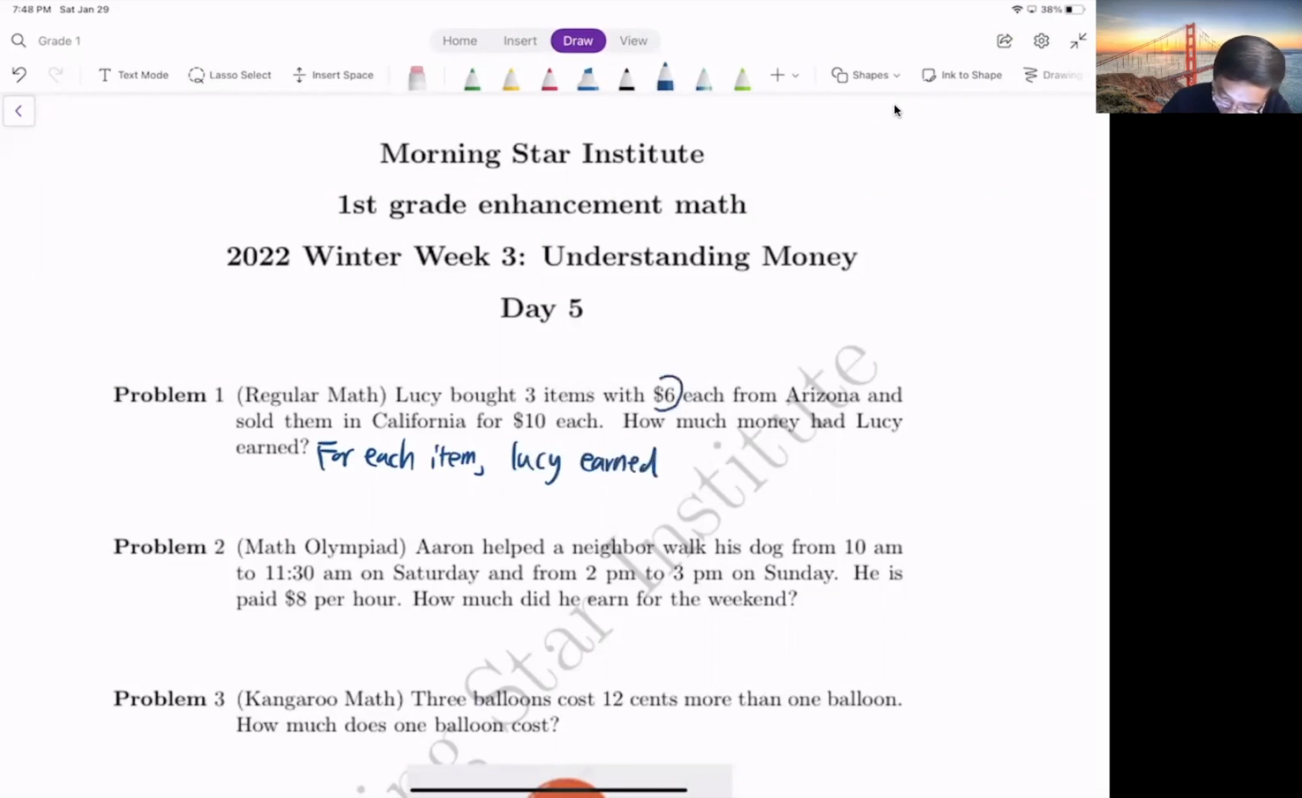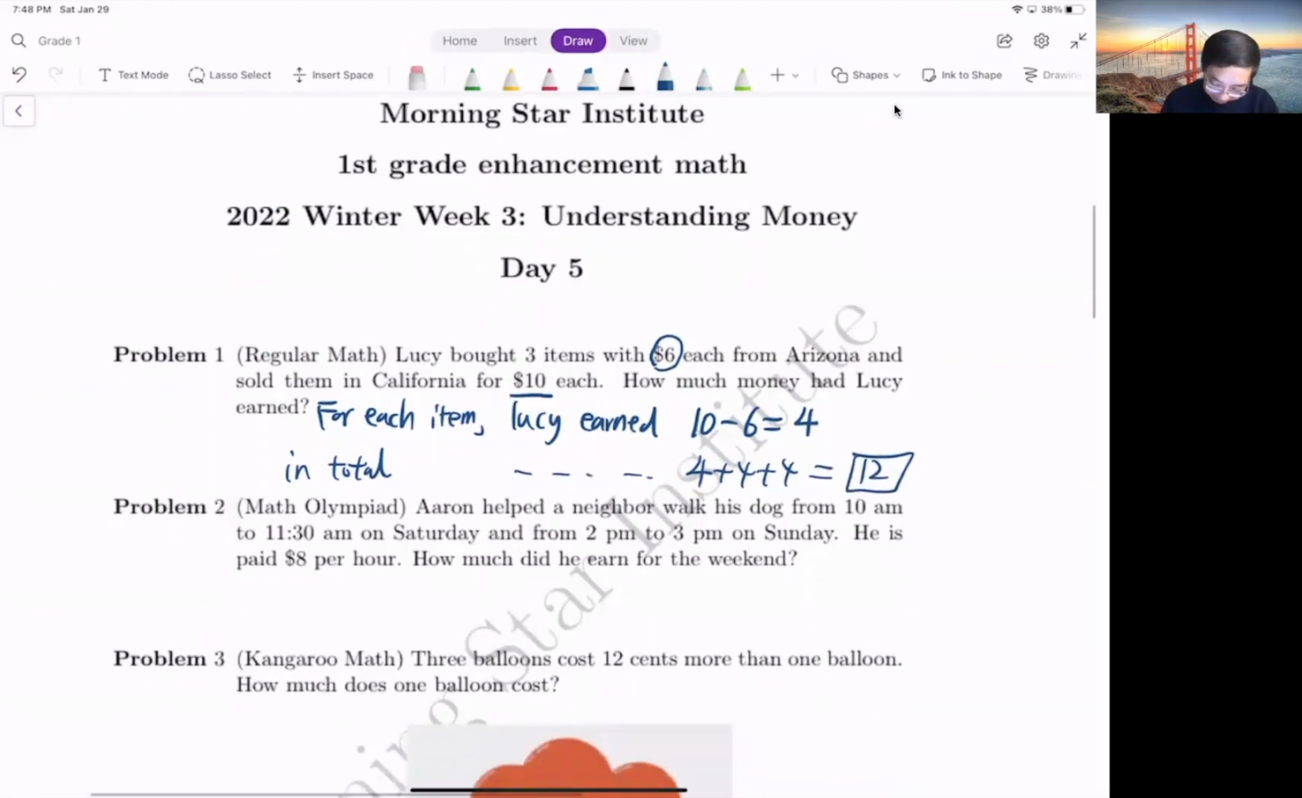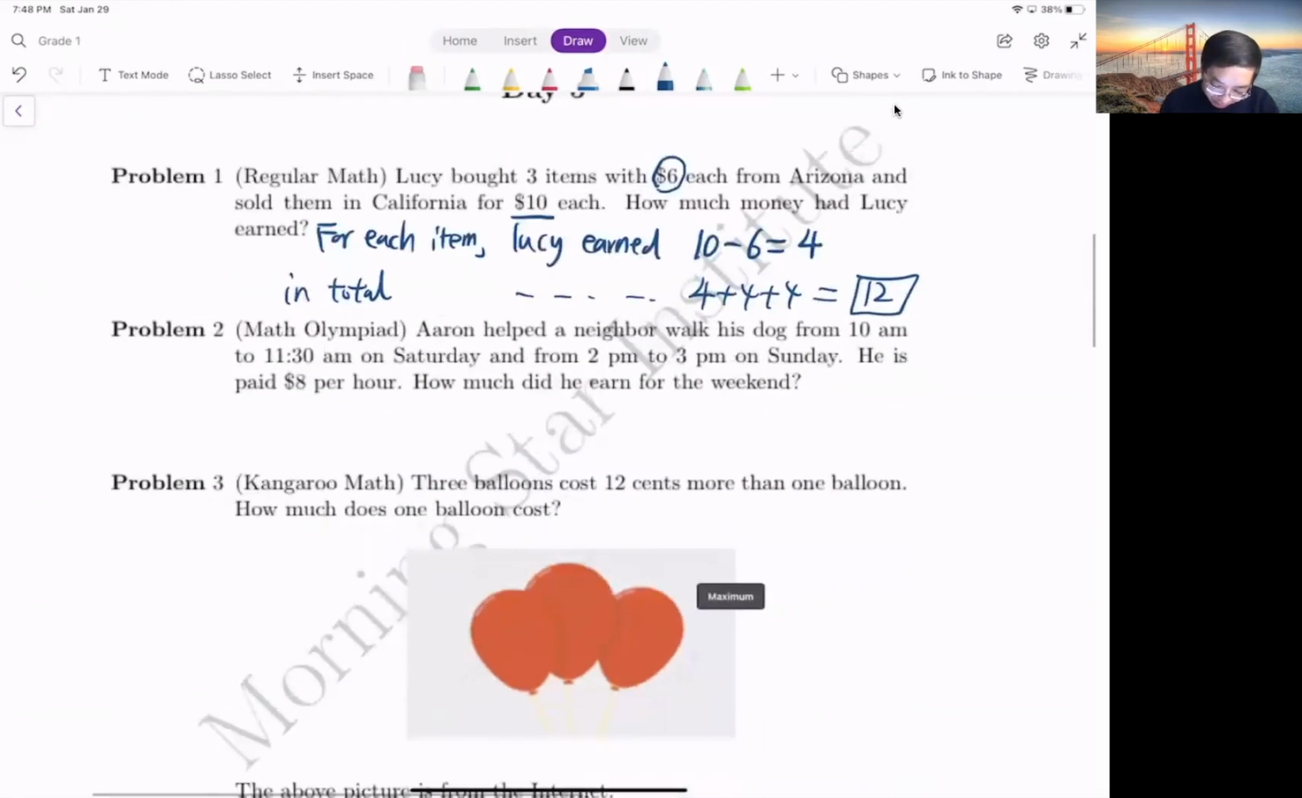She bought for 6 and sold for 10. So she earned 10 minus 6, which is 4, right? For each one, because she bought for 6 and sold it for 10. So she earned $4 for each item. Then in total it is 3 items, right? So Lucy earned 4 plus 4 plus 4, which is 12, right? Which is 12. Okay. Question number 2.